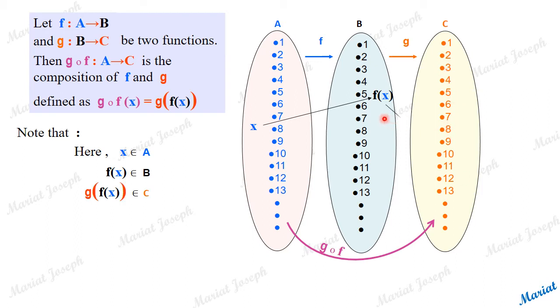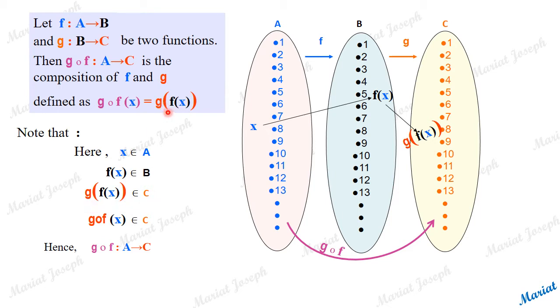So the image of f of x under the g rule, which is called g of f of x, will be found in the set C because that is the codomain of the rule g. Now, if you take an x in set A, f of x falls in set B. Since it falls in set B, its g image will fall in set C. So g of f of x will be found in set C.